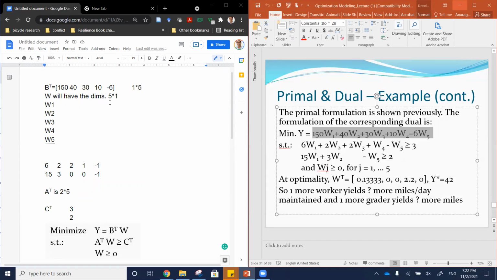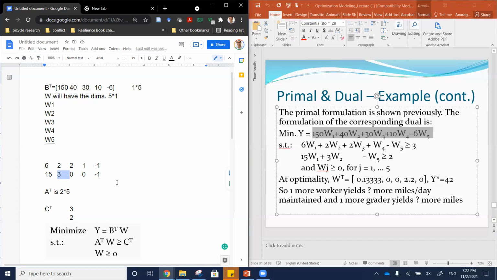And W is 5 cross 1. So I'll get a 2 cross 1 constraint. So I'll get 2 constraints. Okay, so it'll be 6 times W1, 2 times W2, 2 times W3, 1 times W4 minus W5, and then 15 times W1, 3 times W2, nothing for W3 and W4, and minus W5 greater than or equal to 2.